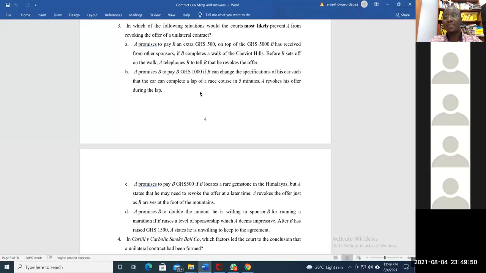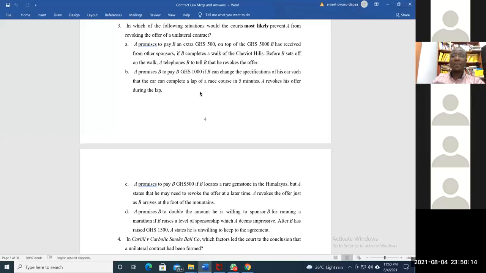And for that matter, I think that despite the fact that B does not let us know whether the changes to the specification of the car have actually been made, it appears to be the most likely answer. And for that matter, we could settle on B. Yes, S, you want to say something?